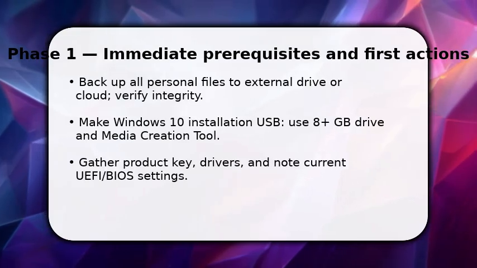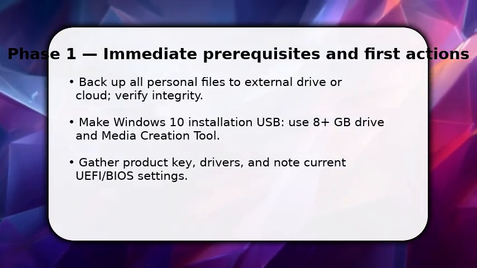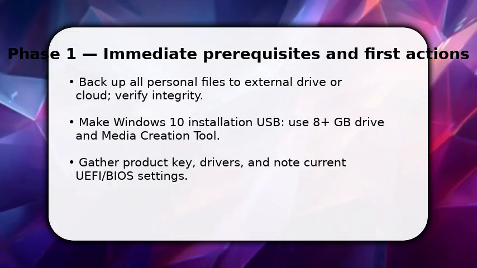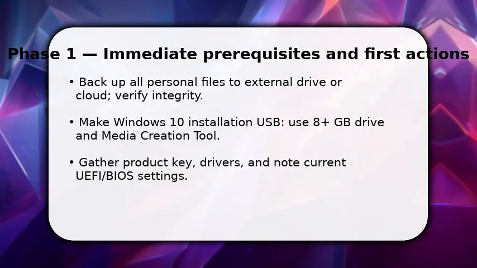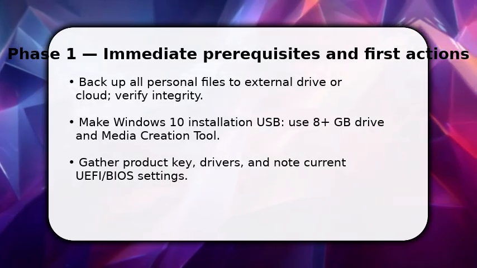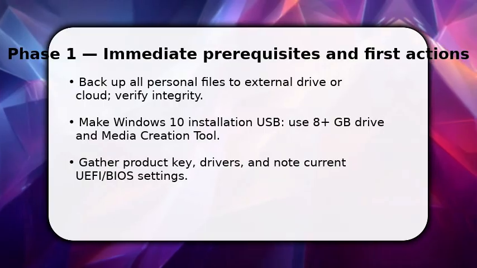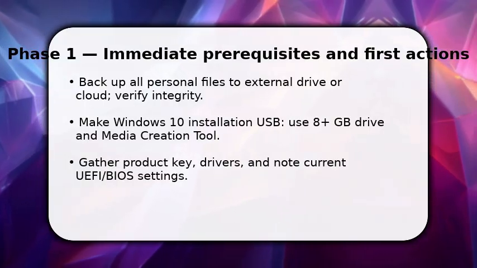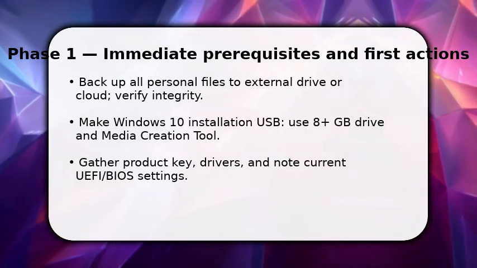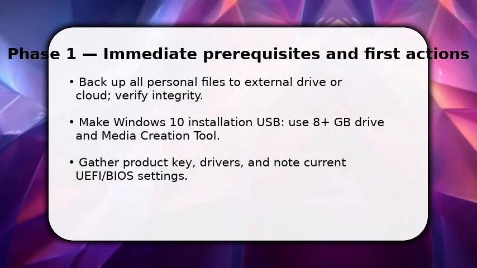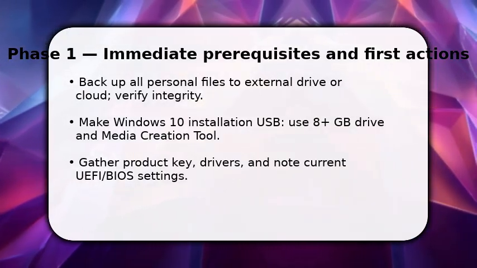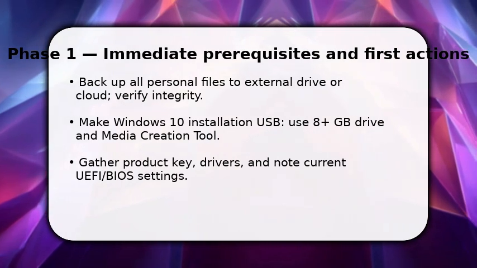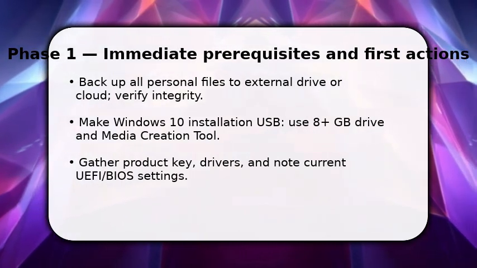Enjoy the video. You start by securing your data, back up everything to an external drive or cloud, and confirm the copies. Next, create a Windows 10 installation USB using the Media Creation tool on an 8+ GB stick. This is required because Windows 11 cannot revert without installation media. Make sure you have your Windows 10 product key and download drivers for your hardware. Once done, reboot into UEFI/BIOS to set USB as first boot device, and save changes before continuing.